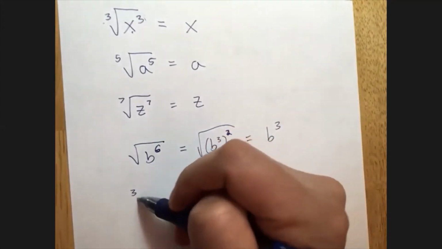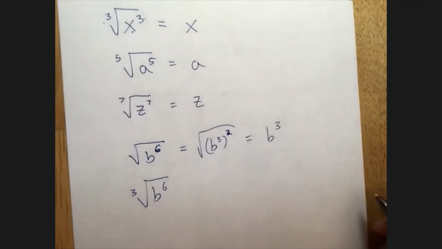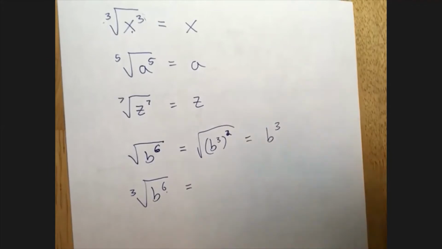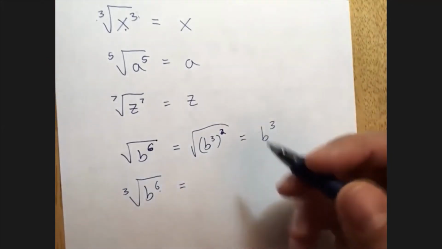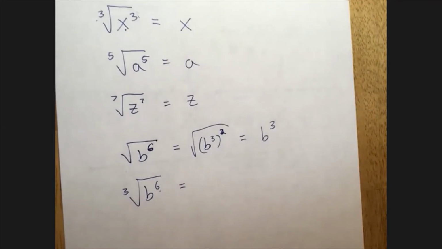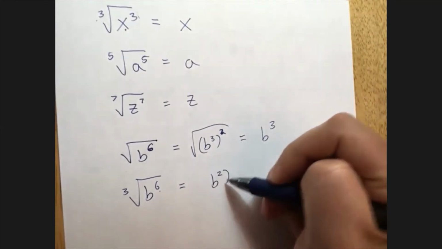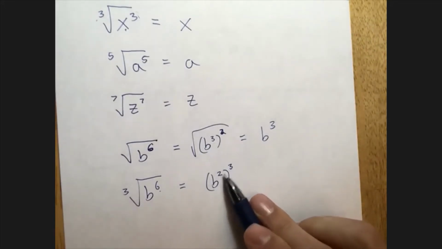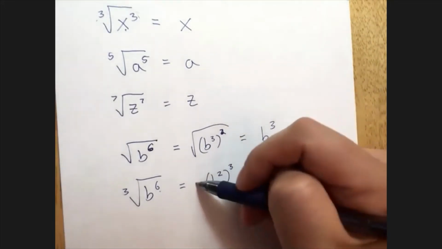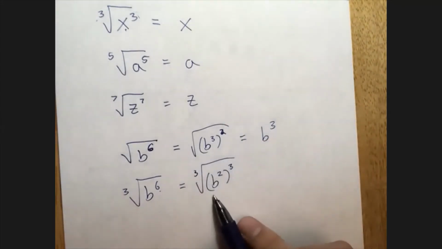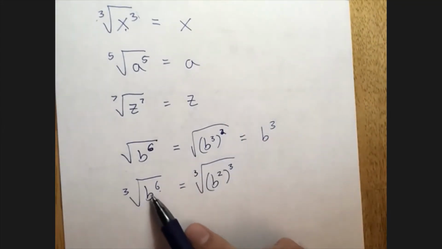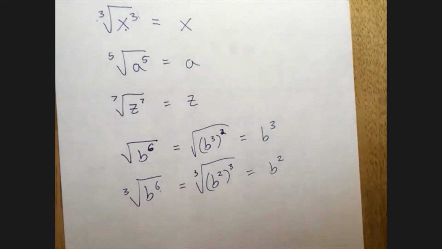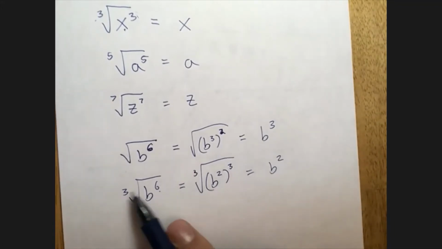What if I do the cubed root of b to the 6? Well, now I have to think about what quantity when cubed gives me b to the 6. Well, that's b squared, right? B squared cubed is b to the 6, because to compute this, I would multiply these exponents, and I would get 6. So remember, the cubed root is the quantity that when cubed gives me this. Well, that's b squared. And again, to get from here to here, we just divided the 6 by the 3.